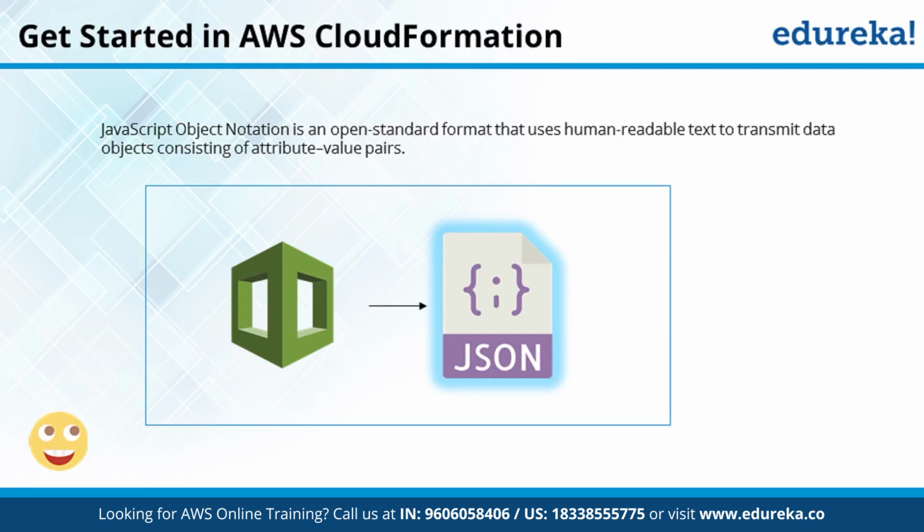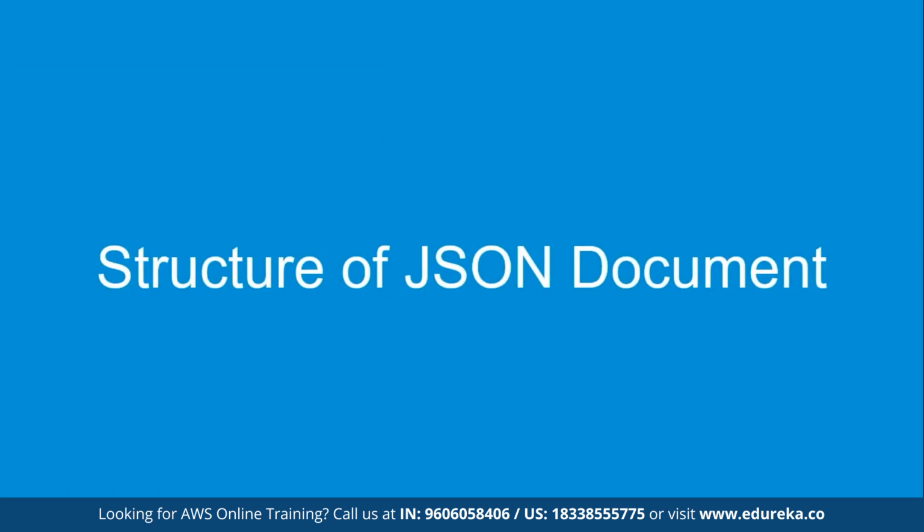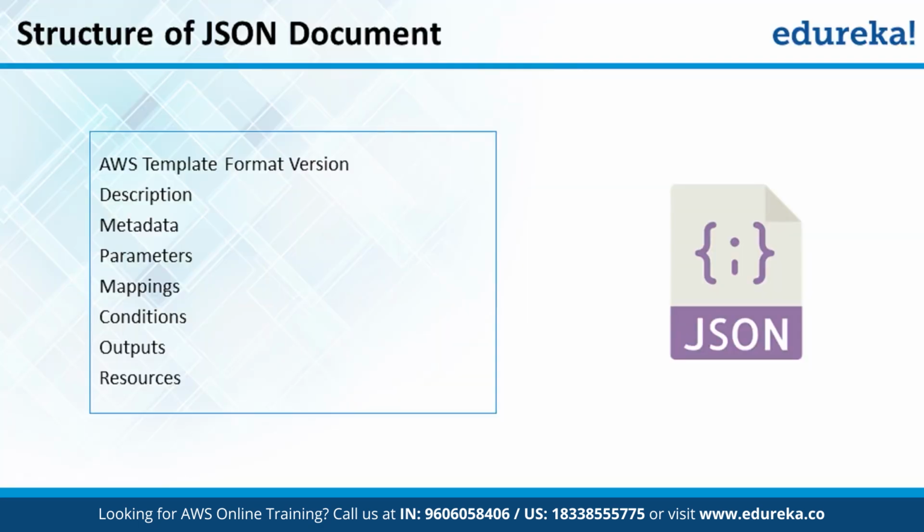So this is how CloudFormation works. This is how you'll be using AWS CloudFormation. But then how can you learn the JSON script? It's very easy. Basically you have to follow a structure in the JSON document. What is this structure? That structure is like this. You'll be creating the following fields.